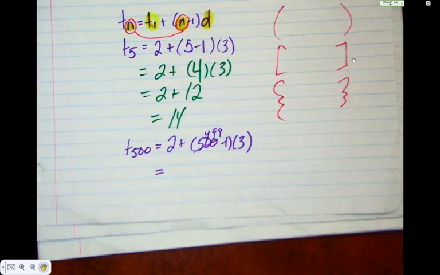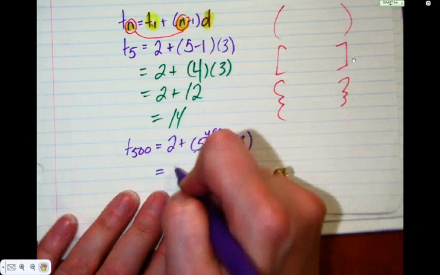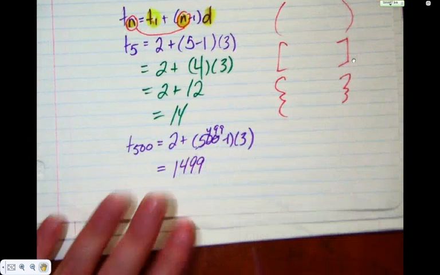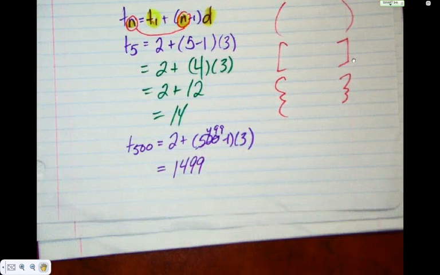So if you can't do 499 times 3 in your head, maybe you can do 500 times 3. Can you do 5 times 3? 15. So 500 times 3 has to be 1,500. And you minus 3 to do 499 times 3. So we're at 1,500 minus 3. Say it again louder. 1,497, and then plus 2. And if you needed a calculator, we're okay with that as well. Questions so far?